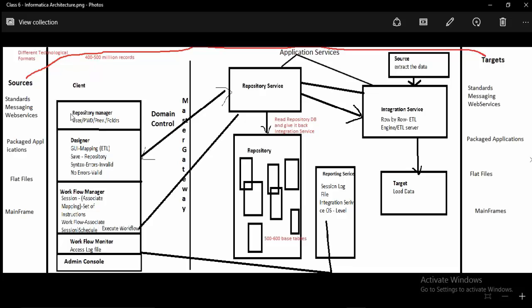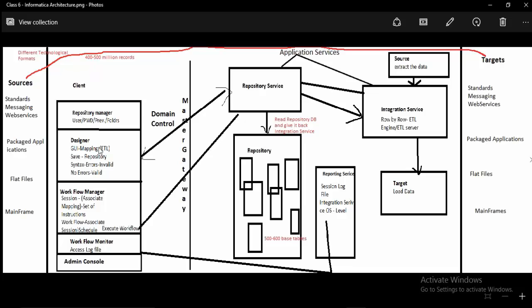What is the Repository Manager? It is generally used to create users, passwords, and folder structures or projects, and to provide privileges for those folders. So the end user uses this tool to create new users, manage their passwords, create the projects, and provide privileges to those folders.